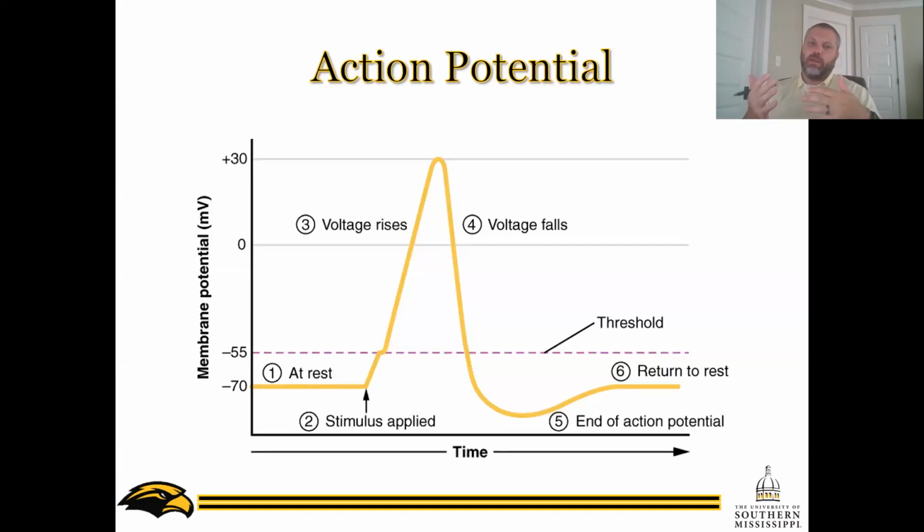And when that voltage falls, it goes up, it triggers, and then it comes flying back down. What it actually ends up doing is going below our negative 70, falling below that resting potential as some of these charges get shifted. Then we get back to our resting spot until it occurs again.